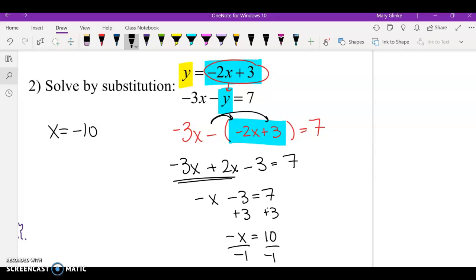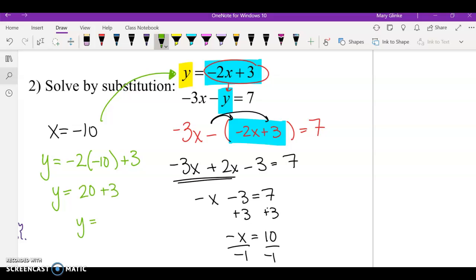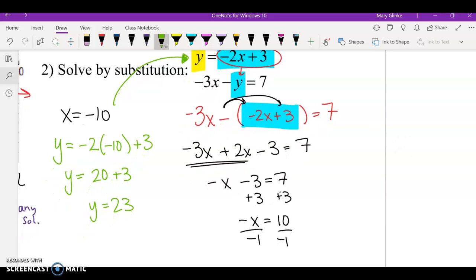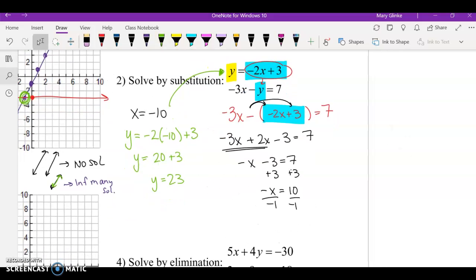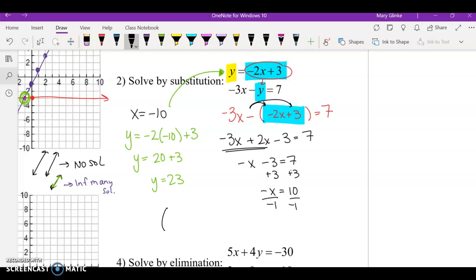Once you know what x is, you can say, okay, now I need to find y. You can go to either equation, it doesn't matter which one, and you can leave y alone, but plug in -10 for x and solve for y. For this one, -2 times -10 is positive 20, so therefore y equals 23. So our solution for number 2 is going to be a coordinate point, -10, comma, positive 23.